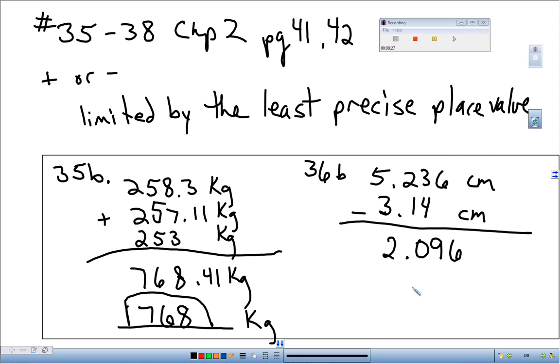2.096? Awesome. Centimeters, right? Ooh, don't forget your units. Never forget your units because it's science class. What do I round this to? Levi, what do I round this to?